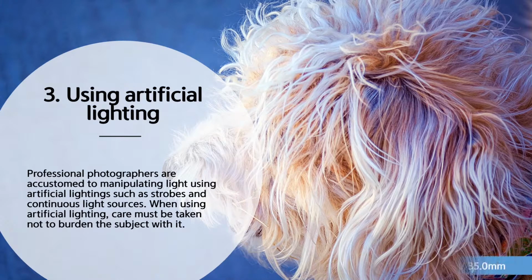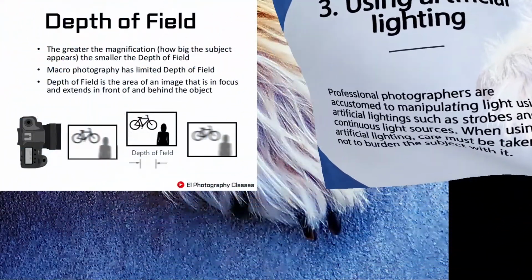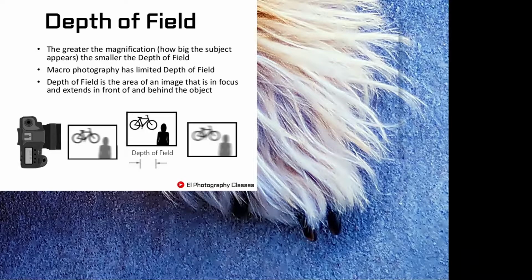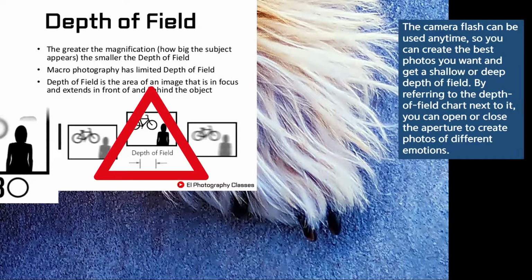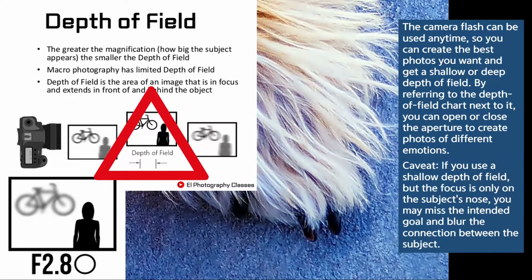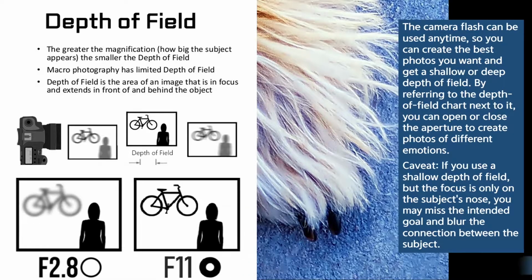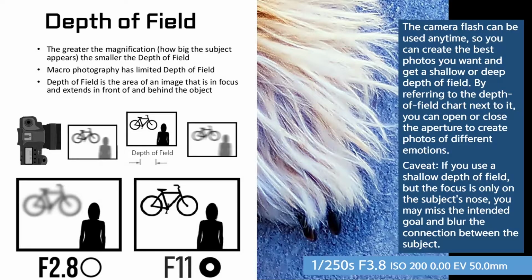Three, use of artificial lighting. Professional photographers are accustomed to manipulating light using artificial lighting such as strobes and continuous light sources. When using artificial lighting, care must be taken not to burden the subject with it. The camera flash can be used anytime, so you can create the best photos you want and get a shallow or deep depth of field. By referring to the depth of field chart next to it, you can open or close the aperture to create photos of different emotions.